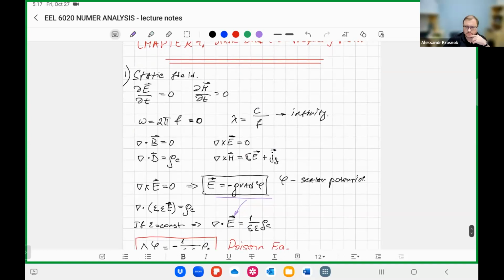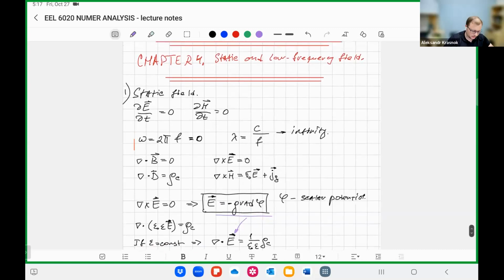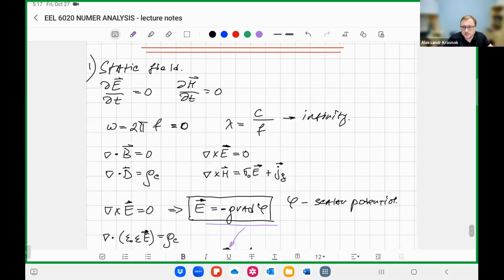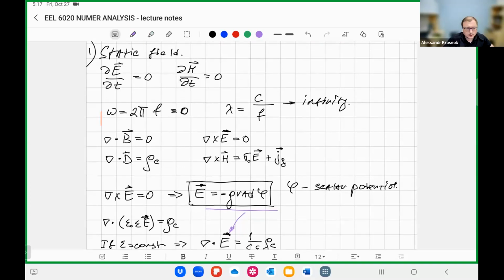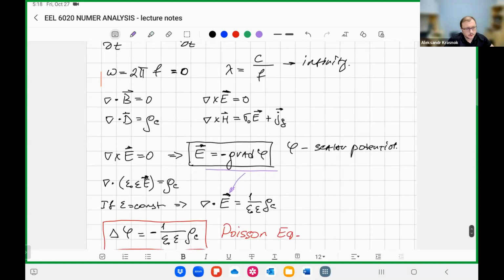We started with the static field. Static field by definition is the field that doesn't change in time. So in these Maxwell equations, we just assume the time derivative of electric and magnetic field vanishes. At the same time, it means that the frequency of these fields is 0. And since wavelength is inversely related to the frequency, the wavelength tends to infinity. So we write down these four Maxwell equations in the static regime.